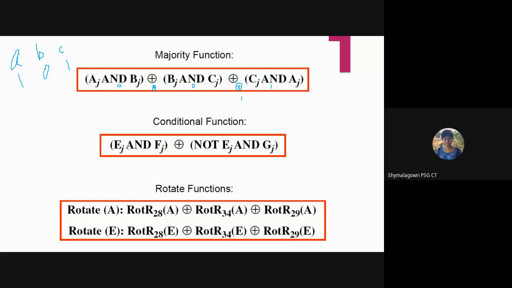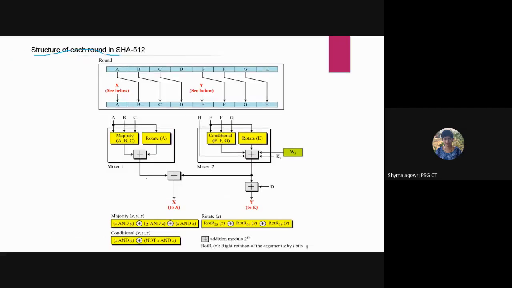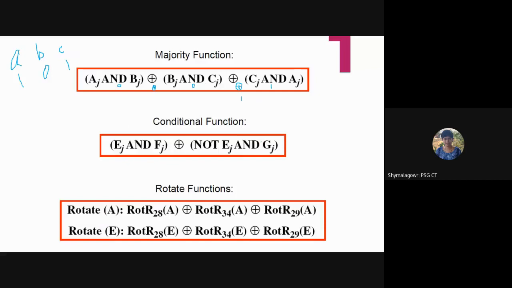Conditional will return based on your E. If E is going to be true, it will give us F. If E is not going to be true, it is going to give us G. Okay, then there are 2 rotate operations which we saw here, right? We saw rotate E, rotate A, and rotate E. Rotate A and rotate E. How much do we have to rotate A? How much do we have to rotate E?